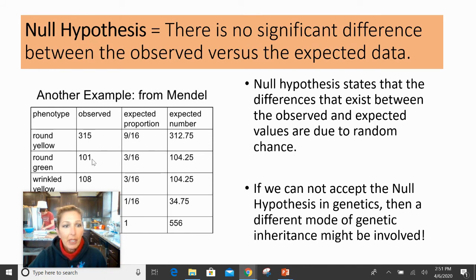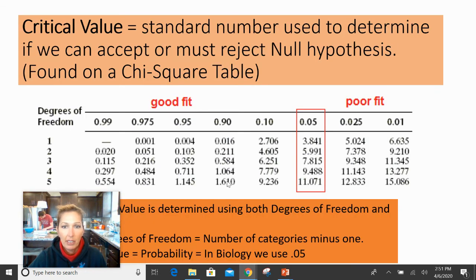Now, here's just another example from Mendel. But understand what that term null hypothesis means. Now, there's an alternative hypothesis too. If they ask you what that alternative hypothesis is, that's everything else. That means that, yeah, there was a difference and there's something crazy going on here. And we'll talk more about accepted in a minute.